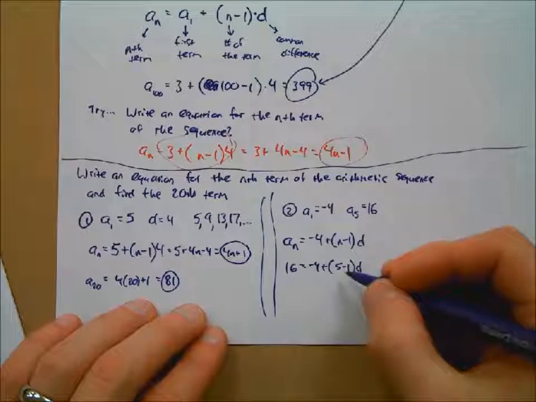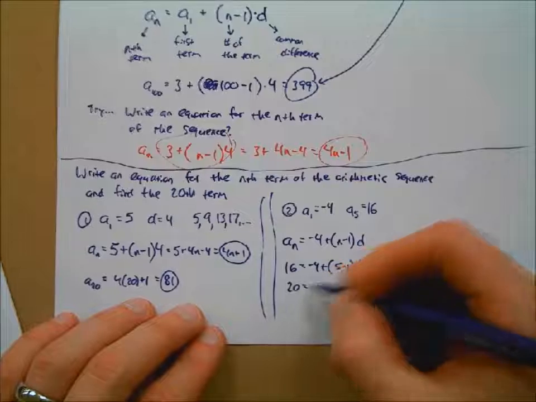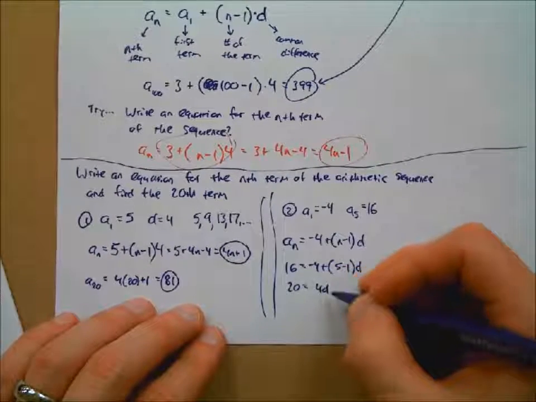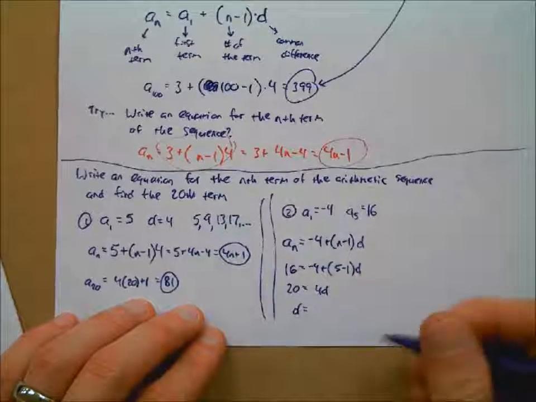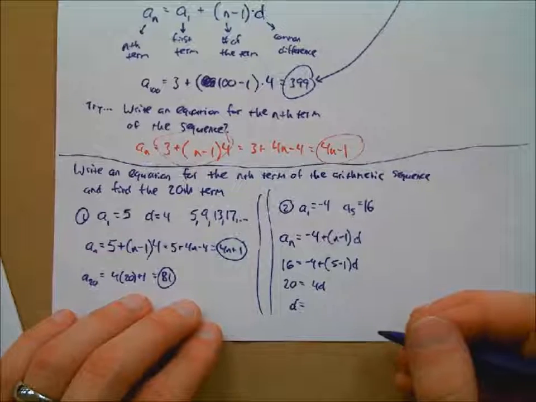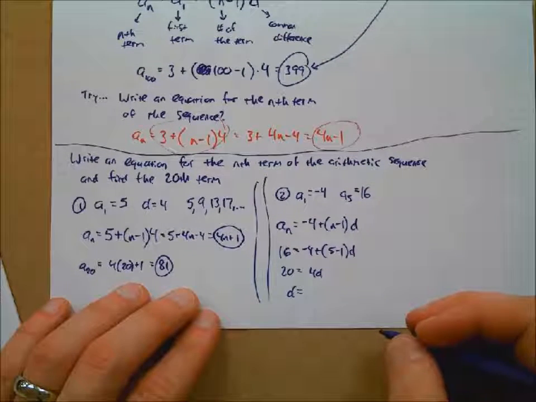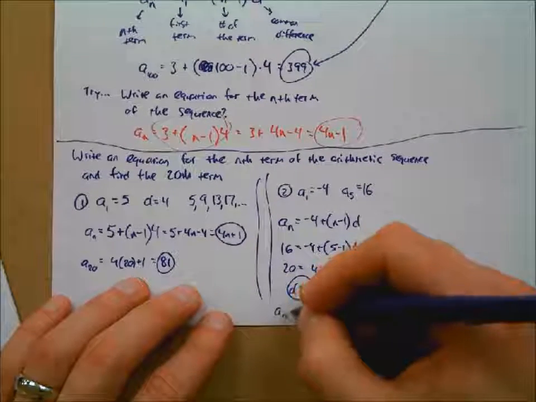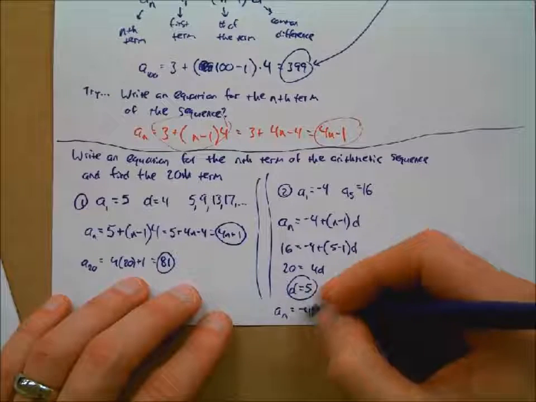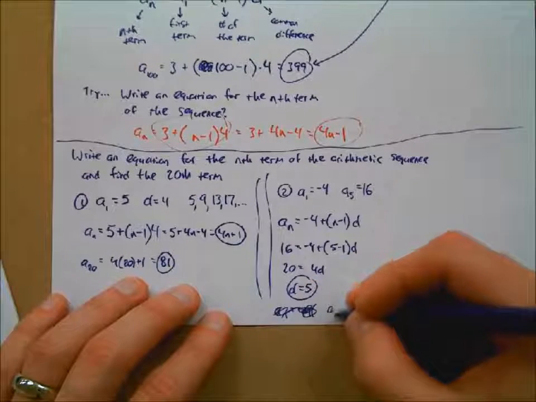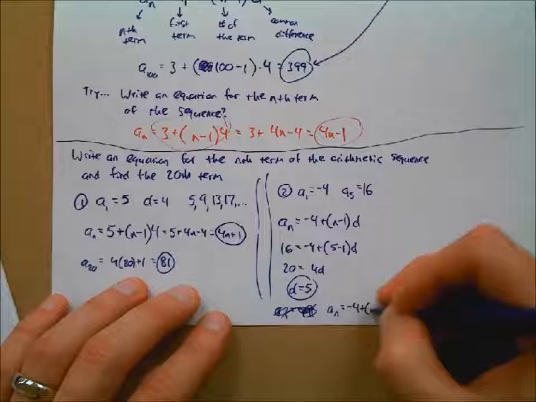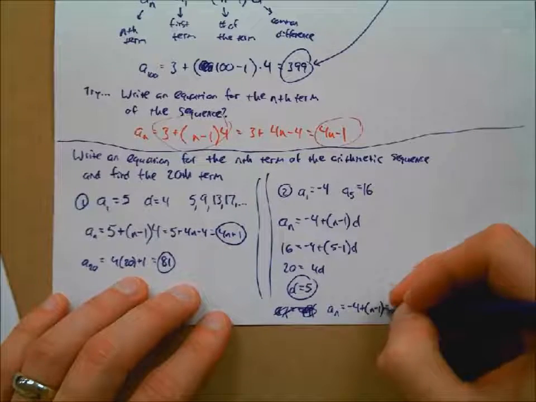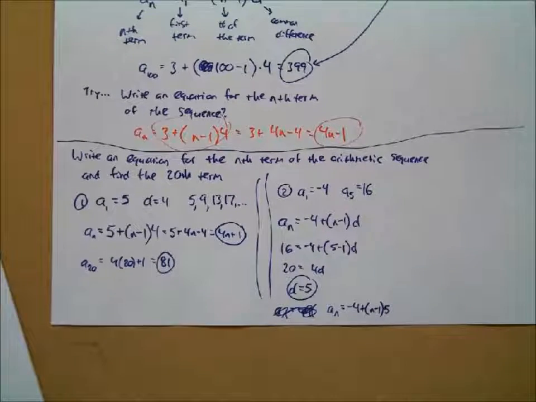Okay, so we'll add the 4 over, make it 20. 5 minus 1 is 4d, and so d is what? Five. Okay, and so our nth term then, negative 4, whoops, darn it. Negative 4 plus n minus 1 times 5. Okay? And so then finding the 20th term, super easy.